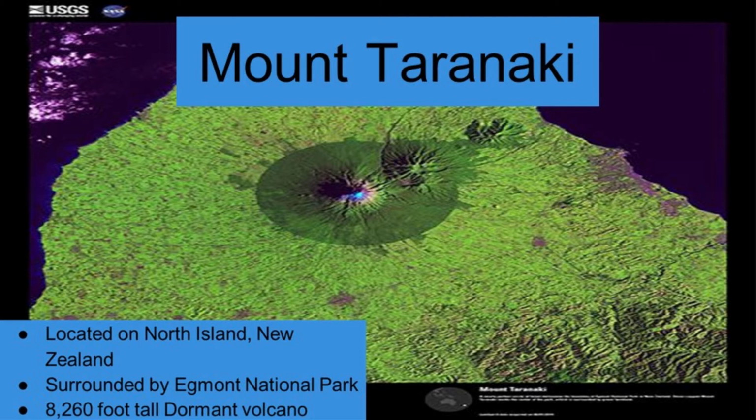That is the national park itself, and then the other lighter greens are the agricultural areas of the peninsula. The volcano itself is 8,260 feet tall, and the mountain right next to it that's 1 mile away is 6,438 feet tall. So they're decently tall volcanoes. Mount Taranaki is actually the youngest and most southern of this volcano chain that's there.